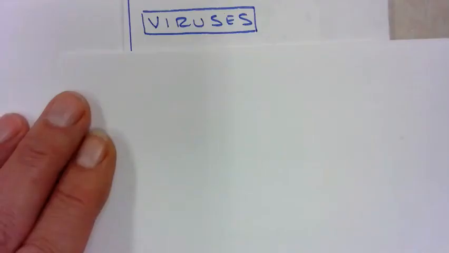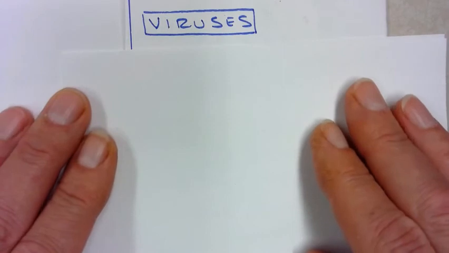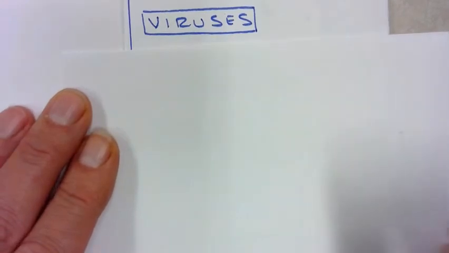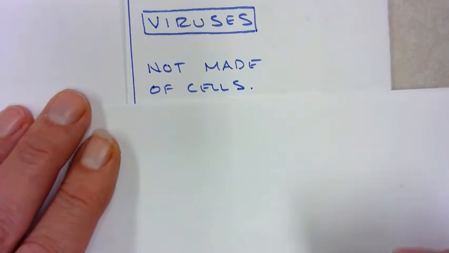Since we're talking about microscopic organisms as well as pathogens, things that cause disease, I wanted to include viruses. Viruses are not considered a living thing. They are a single strand of RNA, which is basically your genetic code. It is not alive because it is not made of cells.